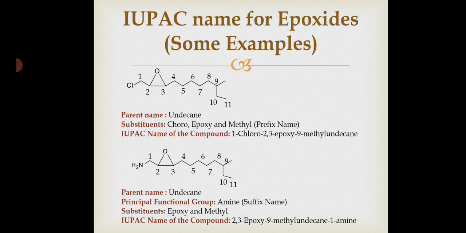2,3-epoxy because the epoxy group is present at 2 and 3 position. Methyl group is present at 9 position, but epoxy came before methyl because E stands first in the alphabetical order than methyl. So, 2,3-epoxy undecane, 1 amine. See, now the amine name came as a suffix name because it is a principal functional group. Its name comes at the suffix.